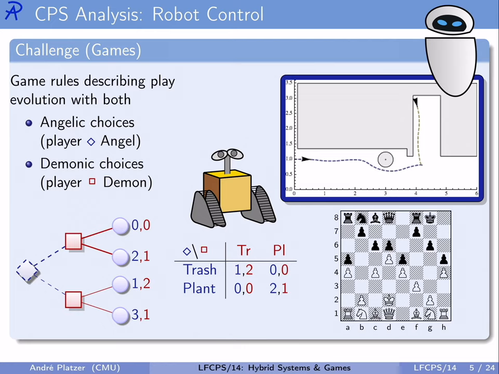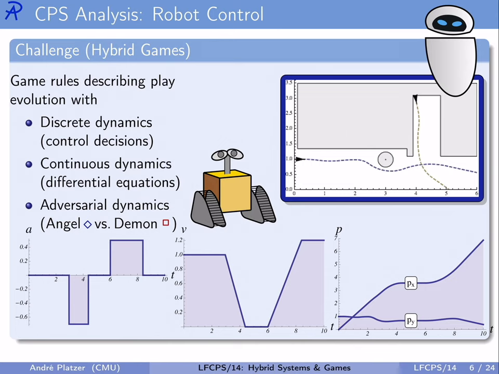You can look at chess games, for example. All of this is super exciting, but it doesn't actually quite suffice because all of these notions are for playing games in which there is no continuous dynamic. So what happens if you have all three of them? Then you are worrying about hybrid games.